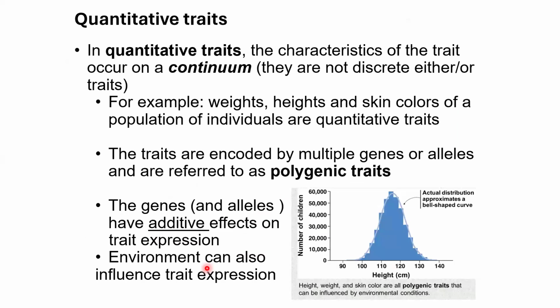And now we have another set of traits that are called quantitative traits. These are traits that can occur on a continuum. They are not discrete traits. These are like weights or heights or skin color. They are encoded by multiple genes or alleles and referred to as polygenic traits. These genes have additive effects on trait expression itself, and the environment can influence what's happening with those traits themselves.